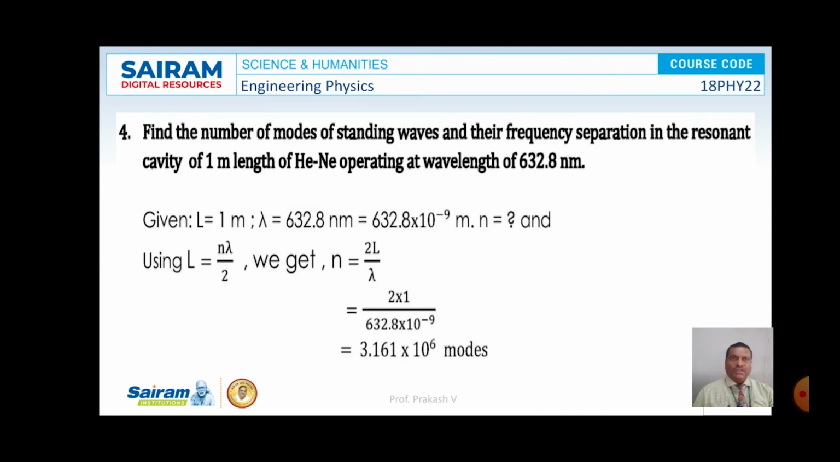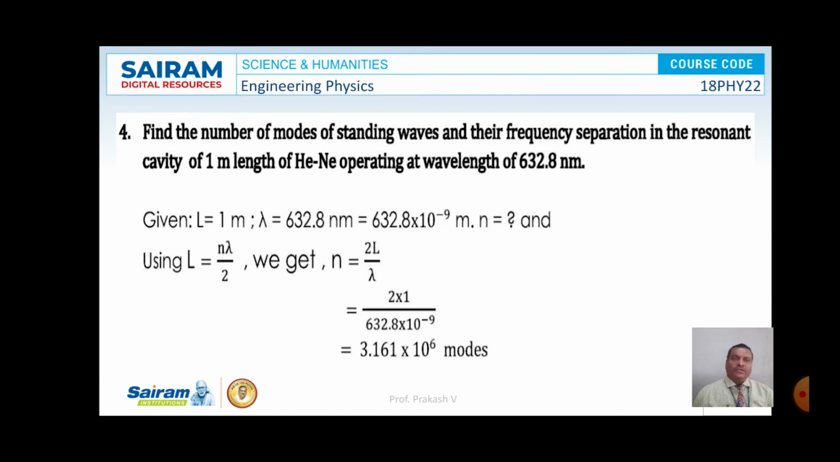The fourth one: find the number of modes of standing waves and their frequency separation in the resonant cavity of 1 meter length of a helium neon laser operating at wavelength 632.8 nanometer. So here L is 1 meter, lambda is 632.8 nanometer. So what is the number of modes of standing waves?